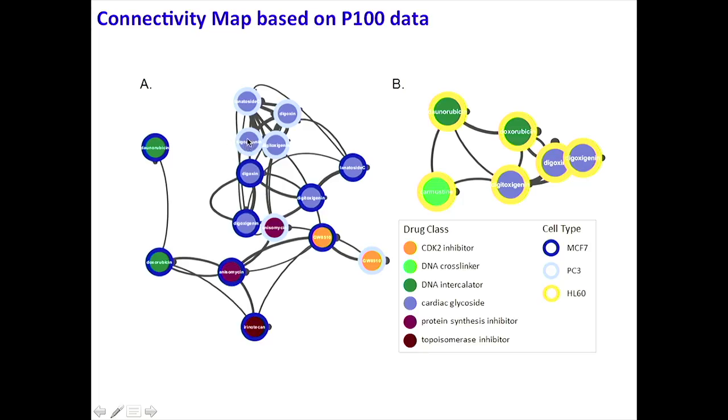Here we can show that whether you're in a breast cancer cell with the dark blue rings or a prostate cancer cell with the light blue rings, the signatures are similar enough that these things will co-organize in a connectivity map. And then similarly over here in a different cell type now, HL60, which is not a solid tumor, we can see that again, the cardiac glycosides organize themselves together, and then there are these chemotherapeutic agents, daunorubicin and doxorubicin, that also happen to fall into this cluster.